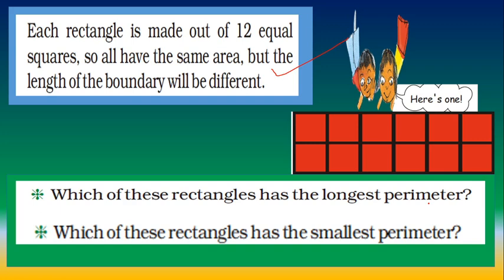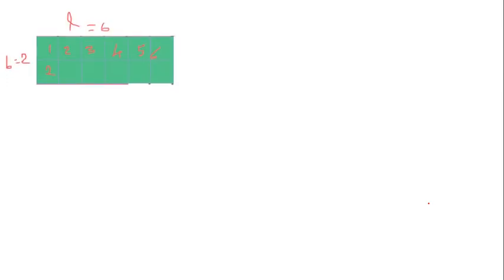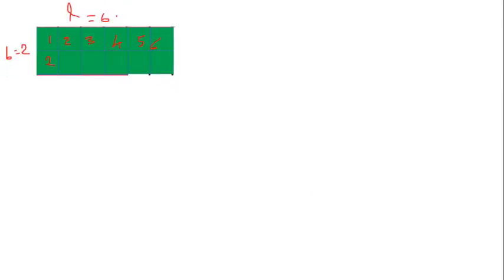Try to summarize the formula to find the perimeter of a rectangle. Perimeter of rectangle is nothing but 2 in bracket L plus B, where L and B represent the length and breadth. The first rectangle, look here. Here I write L is equal to 6, B is equal to 2. Perimeter is equal to 2 in bracket L plus B. Instead of writing L, we write 6, and instead of writing B, we write 2.